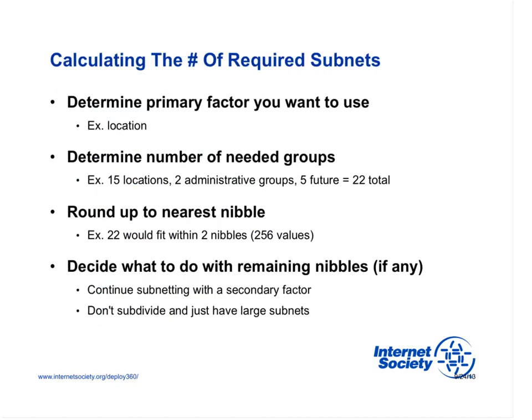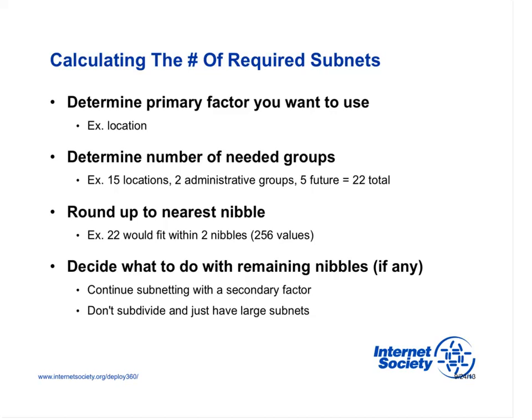Now, before we end this, let's just think about, what is the number of required subnets? How do you want to do this? And this goes back to, what is the primary factor you want to use? Are you thinking about location? Are you thinking about application, business unit, number of sites? What use type? What are you looking at?